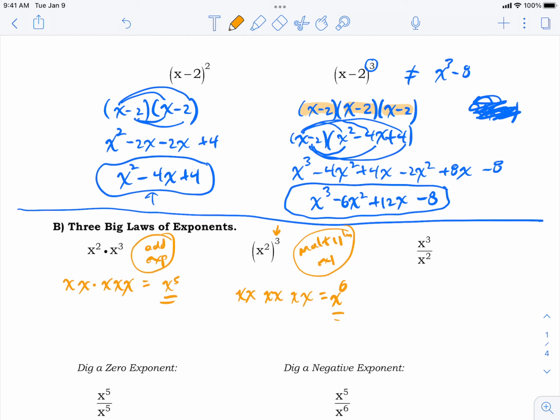Okay, so usually people know these rules. It's just sometimes they kind of get them backwards. So don't get that backwards. If you think of it this way, it helps you remember the rule.